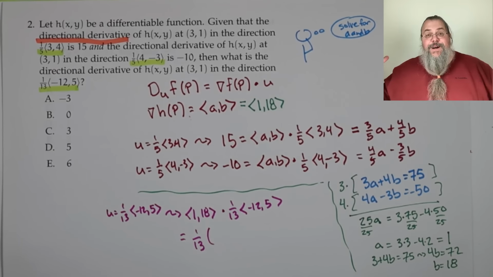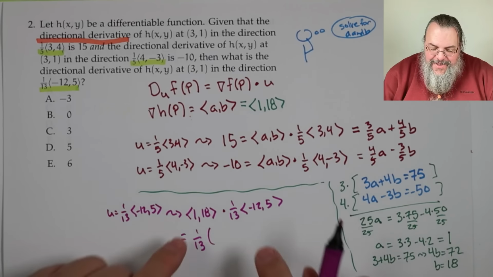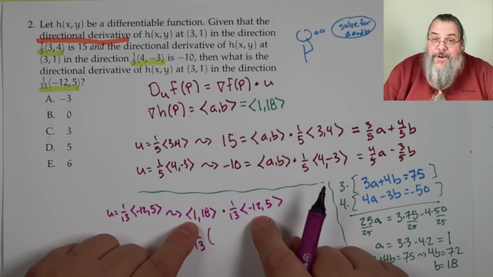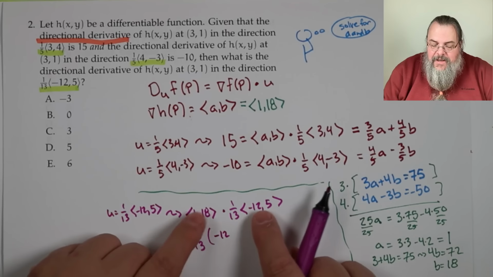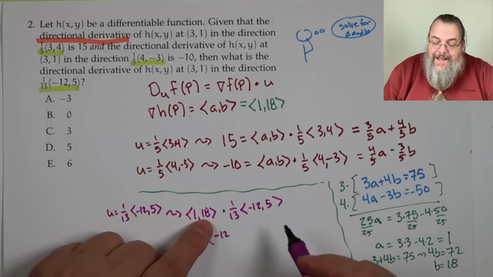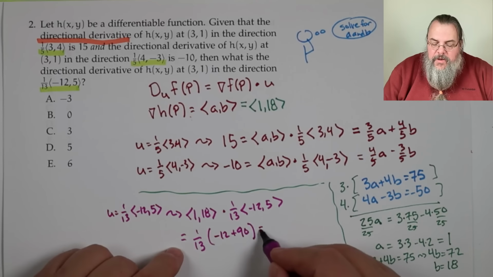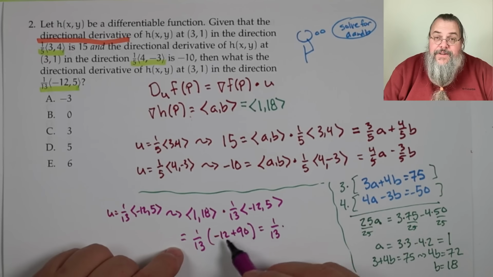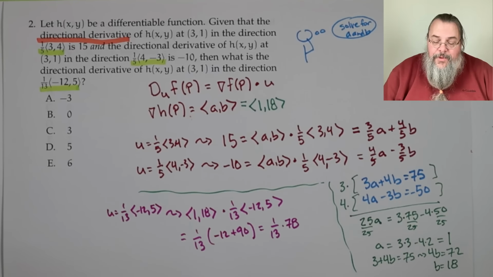Now remember, dot products are very useful tools. 1 times negative 12 is negative 12, so we're multiplying the entries. 5 times 18, well, that's 90. So negative 12 plus 90. Well, that's 1/13 times 90 minus 12, 78. And does 13 go into 78?